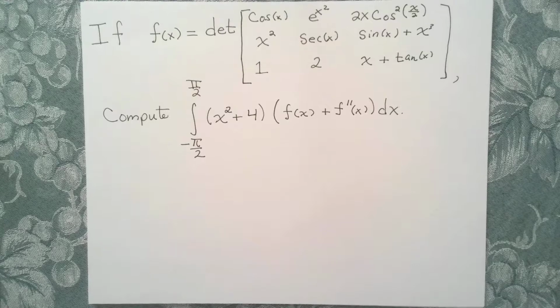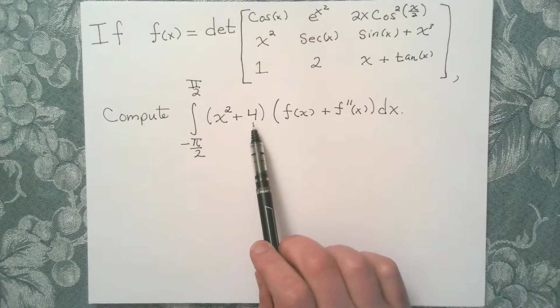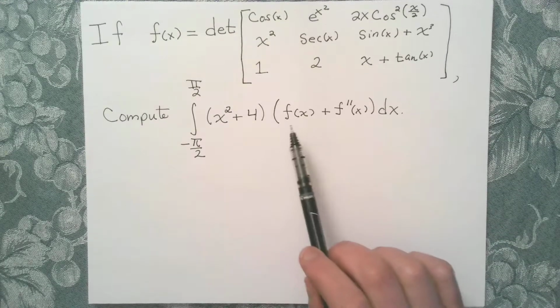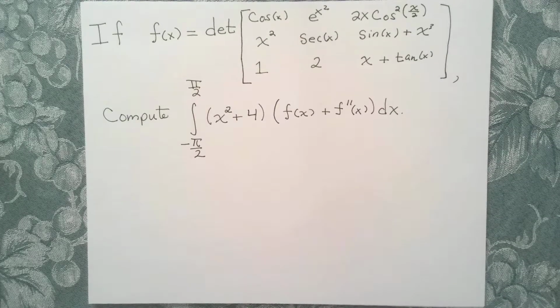So if f of x is defined to be the determinant of this matrix right here, then we want to compute the integral from negative pi over 2 to pi over 2 of x squared plus 4 times f of x plus f double prime of x dx. Okay, so why don't you go ahead, pause the video, try this one out, and then we'll talk about some tools.